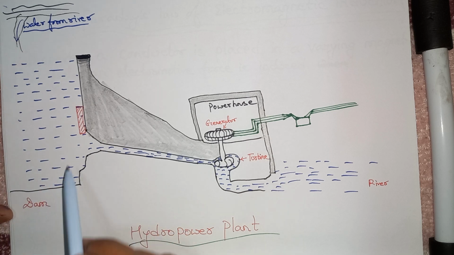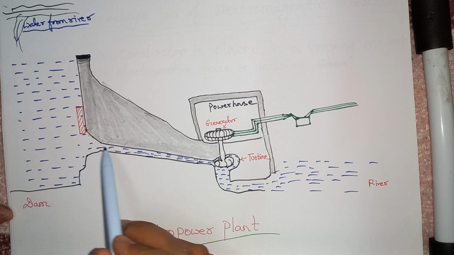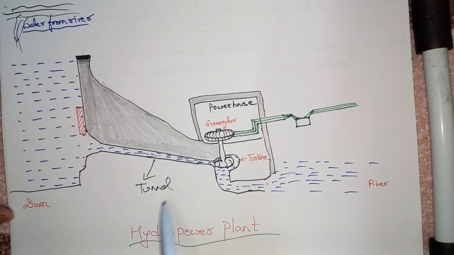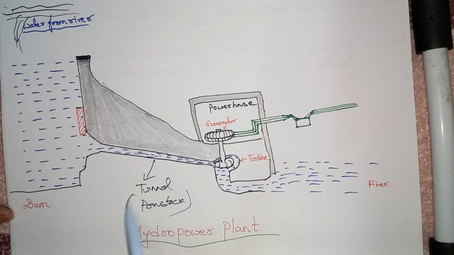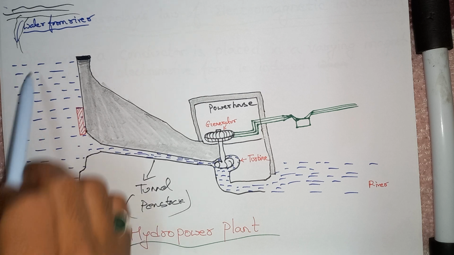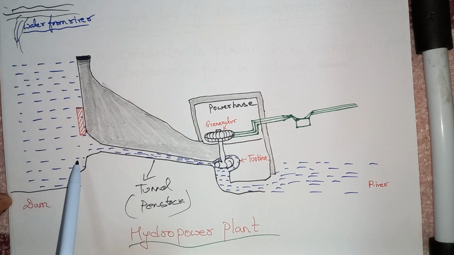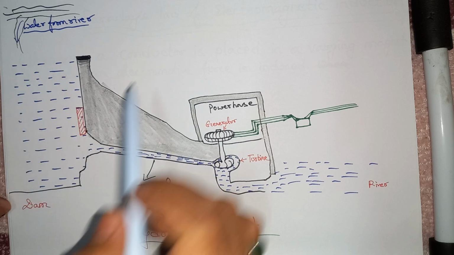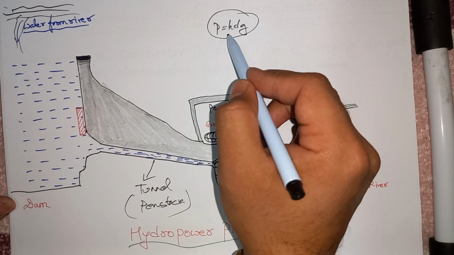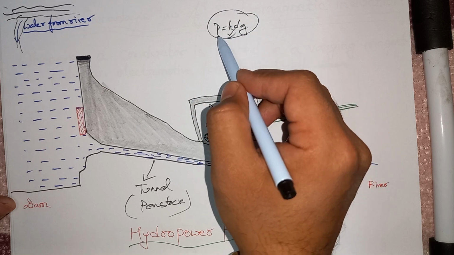So this is a dam, and from the dam the water is allowed to move to a tunnel. We call this a tunnel, or in other words a penstock. The water will be filled in the dam, and from the lower part of the dam, because liquid pressure will be more in the depth, we know that P = hdg. As the height increases, the liquid pressure also increases.